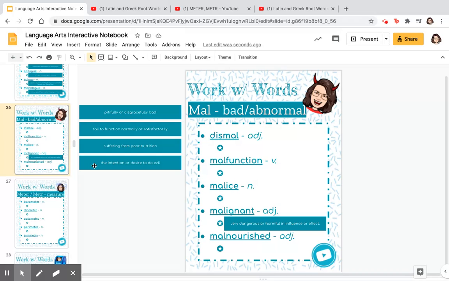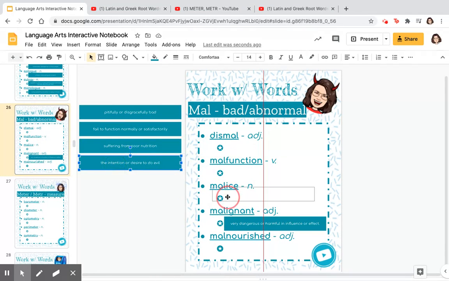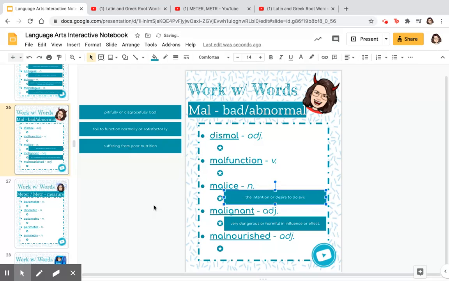The intention or desire to do evil. This is one of the ones you'll have to change. That is called malice. The evil doctor refused to get rid of the malignant disease.